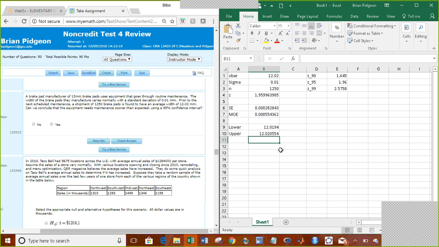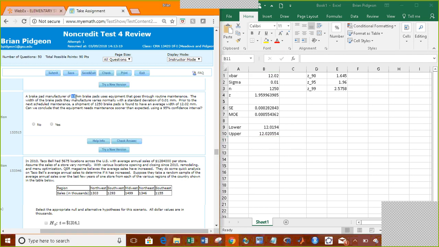And what this tells us is we are 95% confident that the true width or the true size of a brake pad is between 12.01 and 12.02. Well, what's our hypothesized value? What are we looking at? Well, the brake pad should be 12 millimeters. This tells us that they're actually probably bigger. There's more evidence here that it's probably bigger.